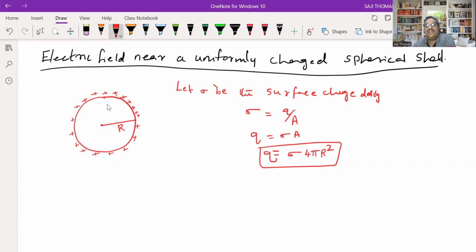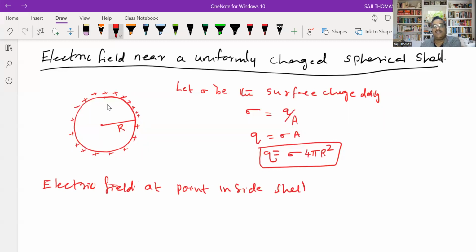Now, let us find the electric field at a point inside the shell. So you imagine a point inside. This is the point P, at a distance small r.